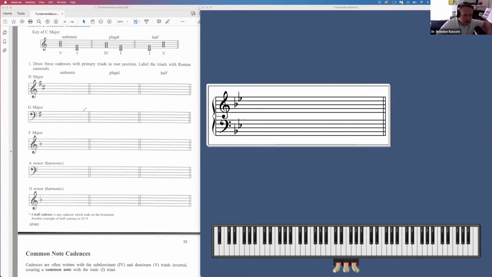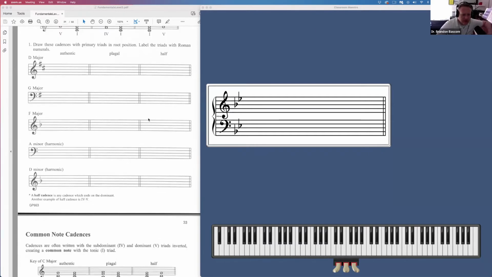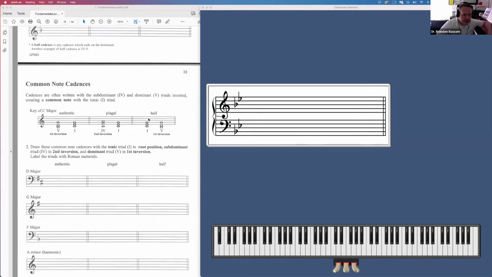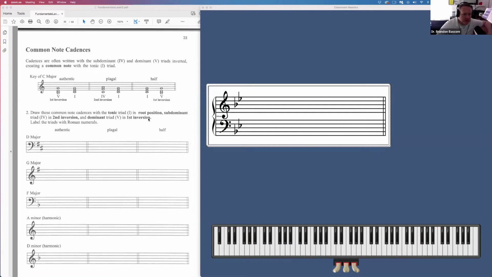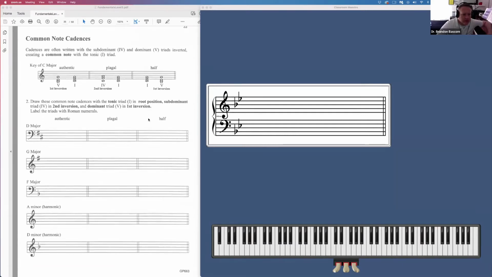So go ahead and draw those up, and then the next page, page 33, is talking about the common note cadences with the minimal amount of movement between the two chords. So authentic cadence, the common tones on top. Plagal cadence, the common tone is on bottom. Half cadence, common tone is on top once again. So that's pretty much it for unit 9.